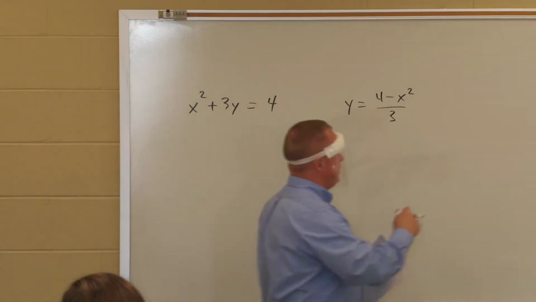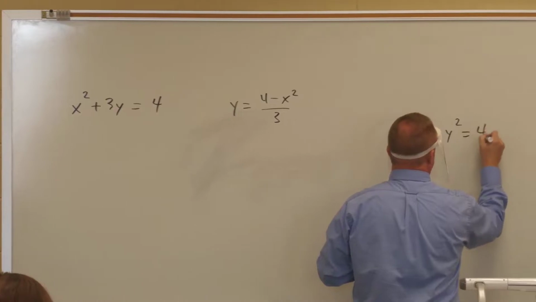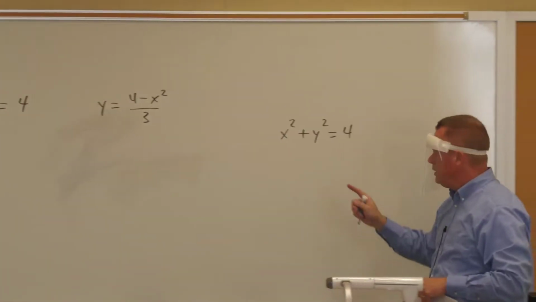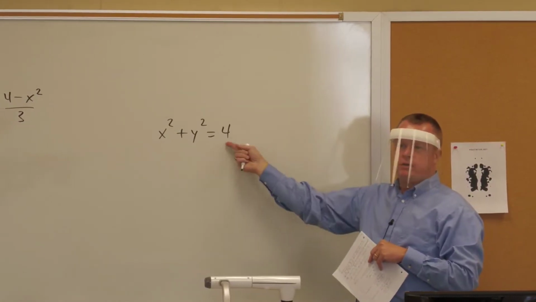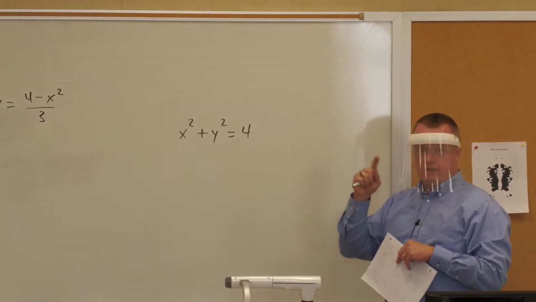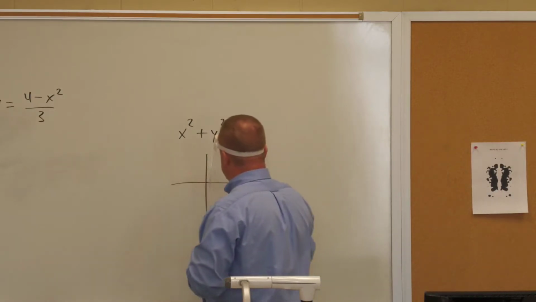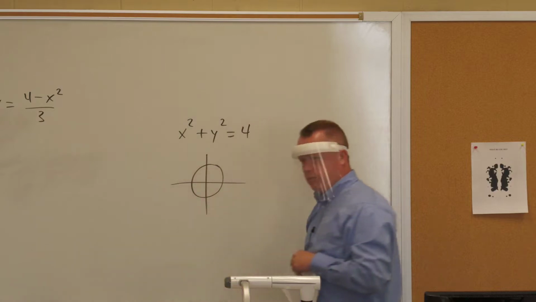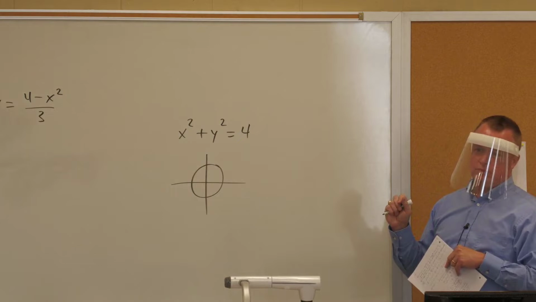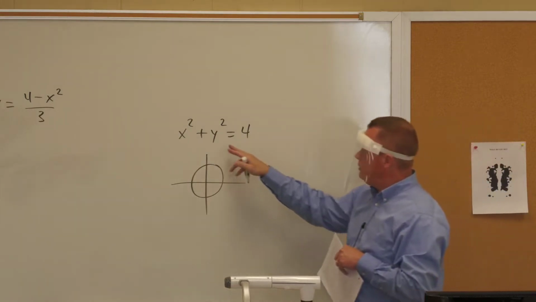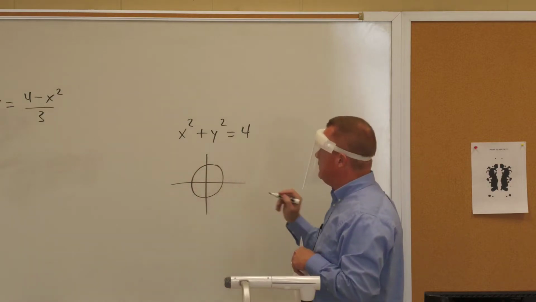What if we have something like this, though? Say we have x squared plus y squared equals 4, okay? What is the shape of the graph of that equation? It's a circle, right, with a radius of 2, centered at the origin. Is that a function? No. You could solve that for y, but you're going to get two different functions if you do that. You can get the top and the bottom part.